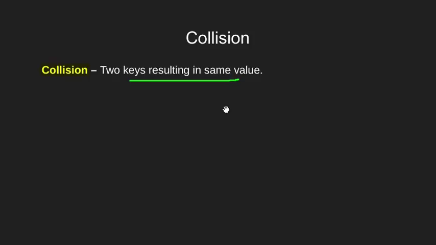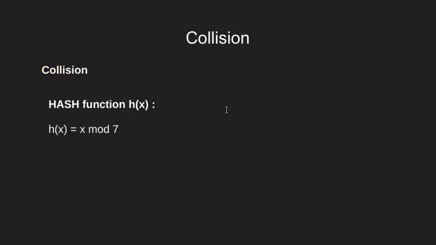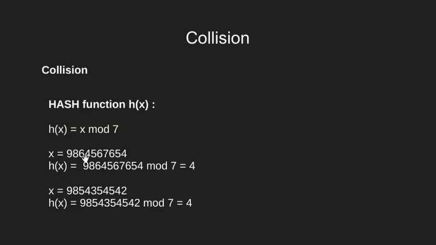We see collision through an example. Let's say our hash function is x mod 7, where x is our key to be mapped. Then these two values of x will give the same value, which is 4. Hence we say that a collision has occurred.